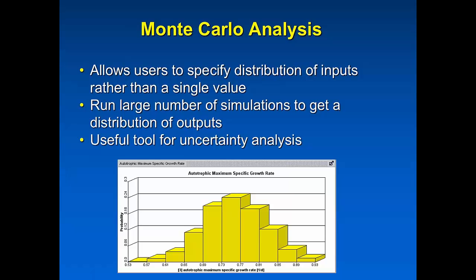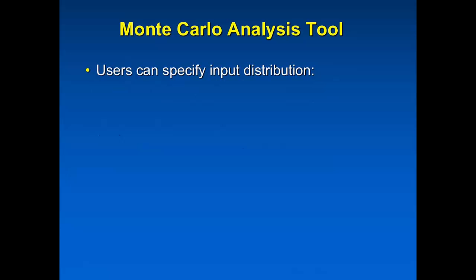So we'll just mention here that it's set up almost exactly the same way that you ran the thing that you were just looking at, but instead of stepping from a low value at a consistent increment all the way up to the high value, you instead specify a distribution of inputs. So for each parameter, for example here, we have autotrophic maximum specific growth rate. We specify that there's a mean and a standard deviation, and so we're going to run a large number of simulations where we randomly sample from this distribution, and then we get a solution for the model each time, and then we plot the distribution of outputs.